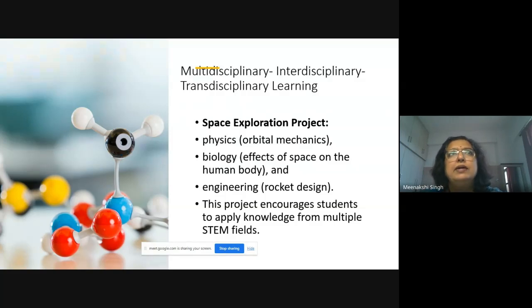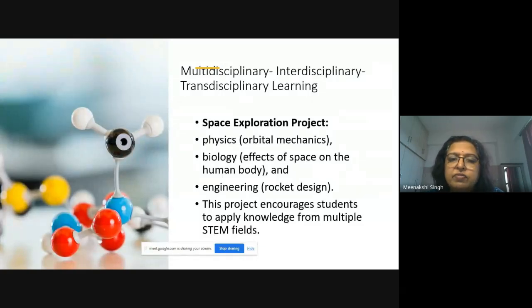The first example here is a space exploration project. This is just a project, mind you. But yes, it involves several disciplines. It involves physics, biology, engineering, and it will encourage students to delve into each of these disciplines and ultimately come up with a solution which will involve all these, irrespective of their own boundaries. Their boundaries will be mingled and merged. There will not be any distinct boundaries. The project will be about space exploration.